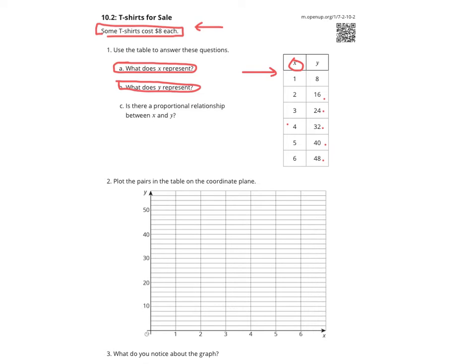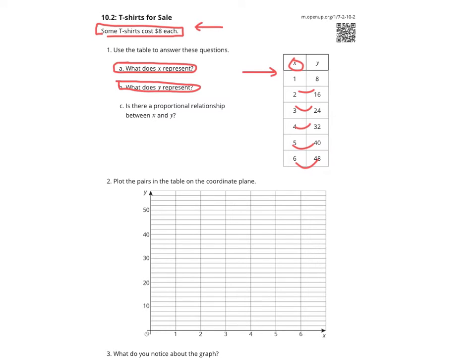And then part C asks, is there a proportional relationship? And we know how to find that out. We're going to divide, divide, divide, divide. Do we always get the same thing? Is that a proportional relationship? So important questions. What does X represent? What does Y represent? And is that relationship proportional?